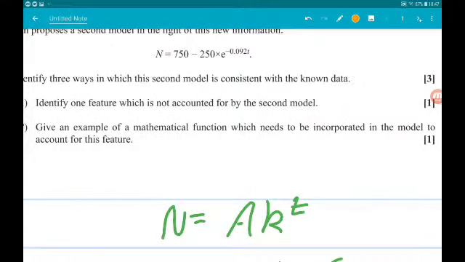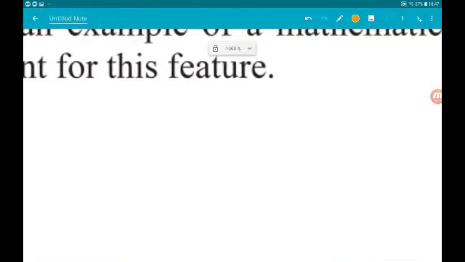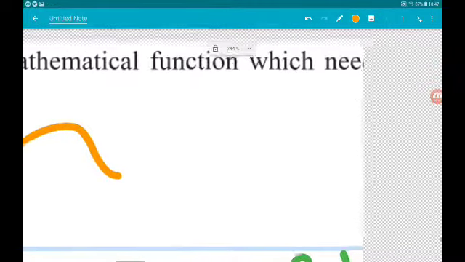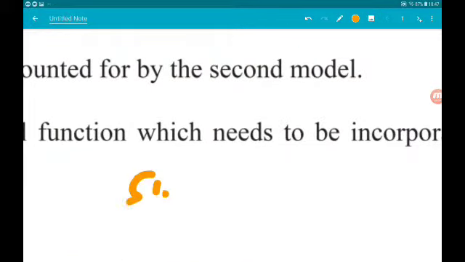And then the final part wants us to give an example of a mathematical function which needs to be incorporated into the model to account for this feature. So, what functions do we know that oscillate? Trigonometry. So, either sine or cosine.